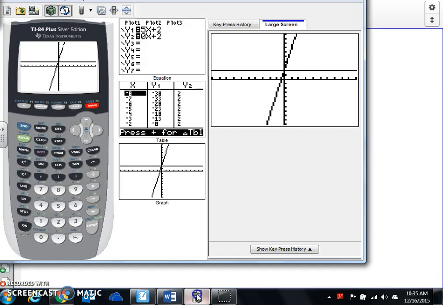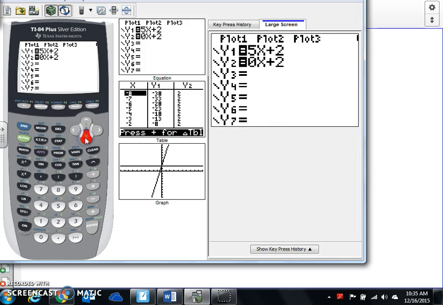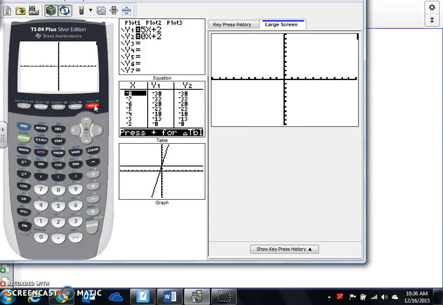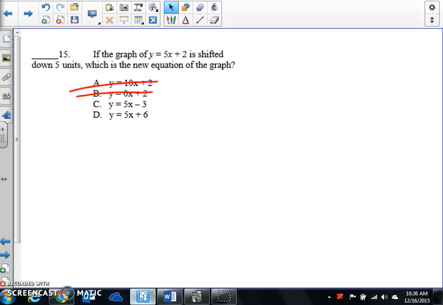5x minus 3. Second one. 5x minus 3. There's my first function. There's my second. That's looking pretty good. So I'm going to keep it there. And then my last one is 5x plus 6.